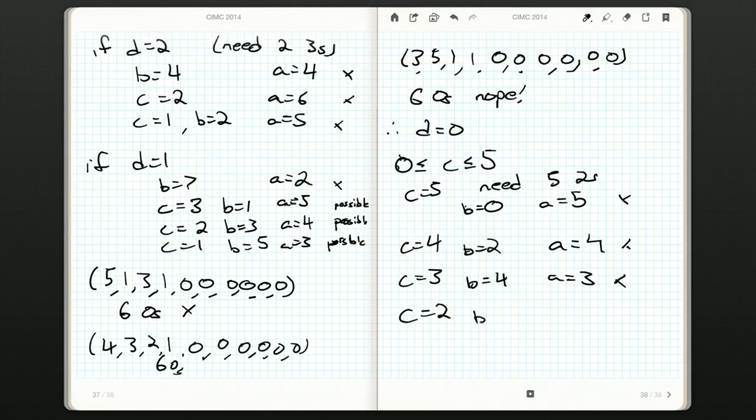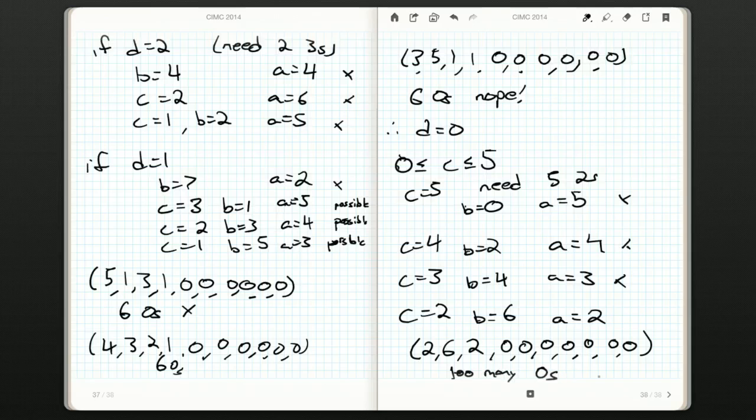C equals 2. B is going to be equal to 6. So if A is 2, we might have something. What do you know? A is 2. So we have 2, 6, 2, D, E, F, G, H, I, J. That's not going to work. We have too many zeros. We needed exactly 2 zeros, but we have 7 zeros. So that's not going to work.